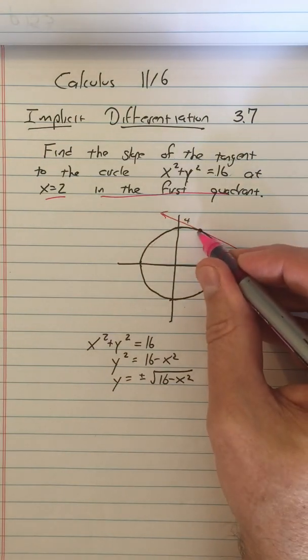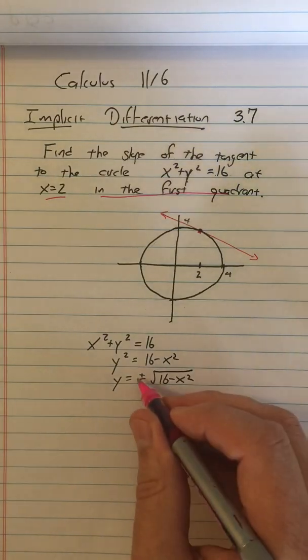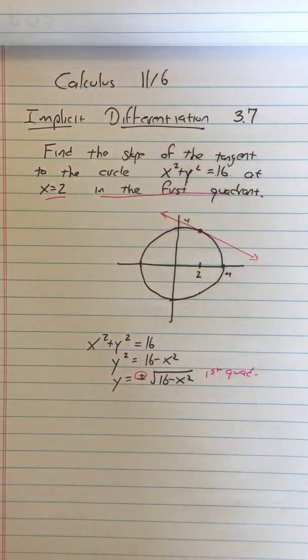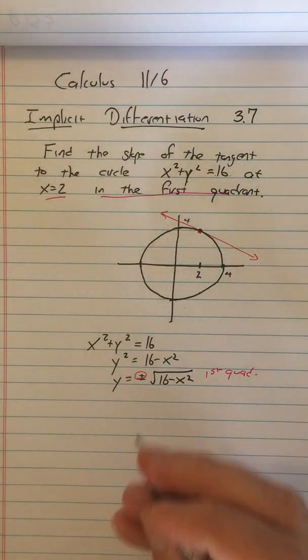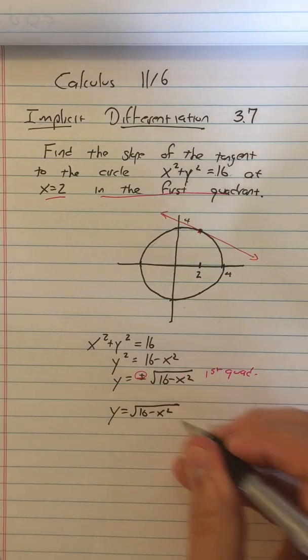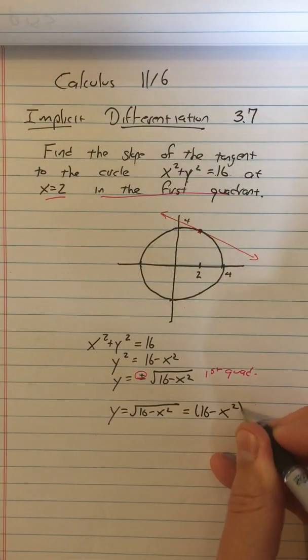That means we want the positive part of the circle where the y is positive, so we're going to choose the positive because it's first quadrant. Okay, so we're really looking at the equation y equals square root of 16 minus x squared, also known as 16 minus x squared to the 1/2 power.